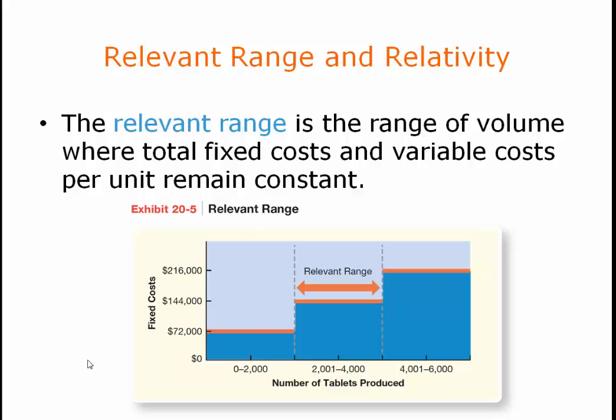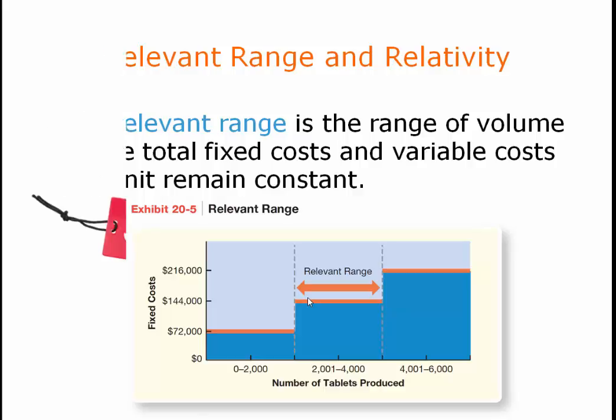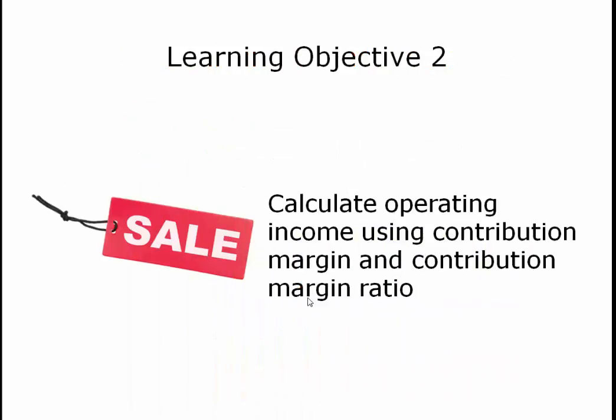Think about it this way. If you worked in a factory and you were working, say, one shift, and you decided to put a second shift on, or start a second shift, you'd have to have a second shift supervisor. So all of your costs would step up once you're outside of the relevant range, and vice versa. If you cut your production, maybe you have fewer supervisors that you need to have, therefore your cost would go down. Okay? So let's take a look at operating income.